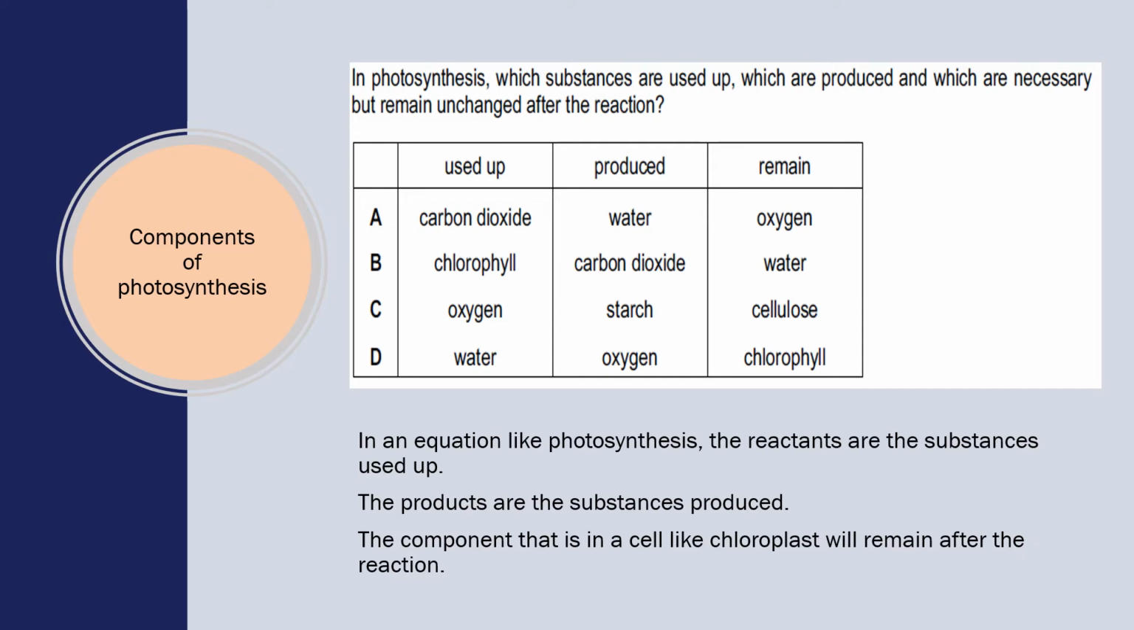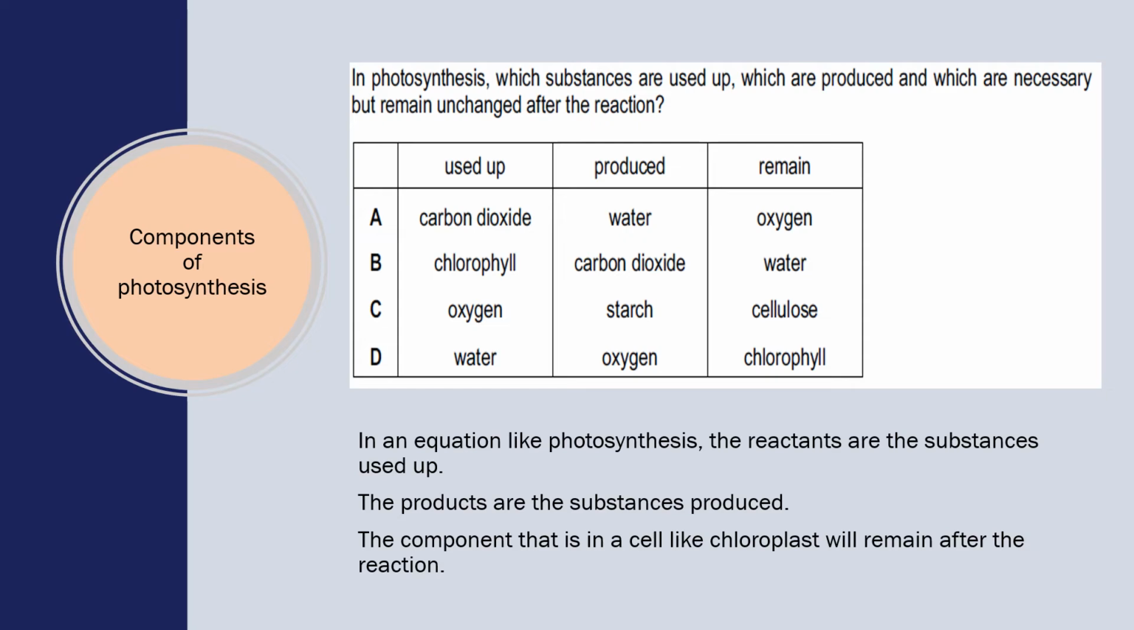The next question that we're going to tackle is this. In photosynthesis, which substances are used up, which are produced, and which are necessary but remain unchanged after the reaction? So there will be three things that they ask from here. Used up means the reactants. Produced means the products. And remains must be in the leaf. So in used up, these will be the reactants, and we have carbon dioxide and water. So it is either A or D.